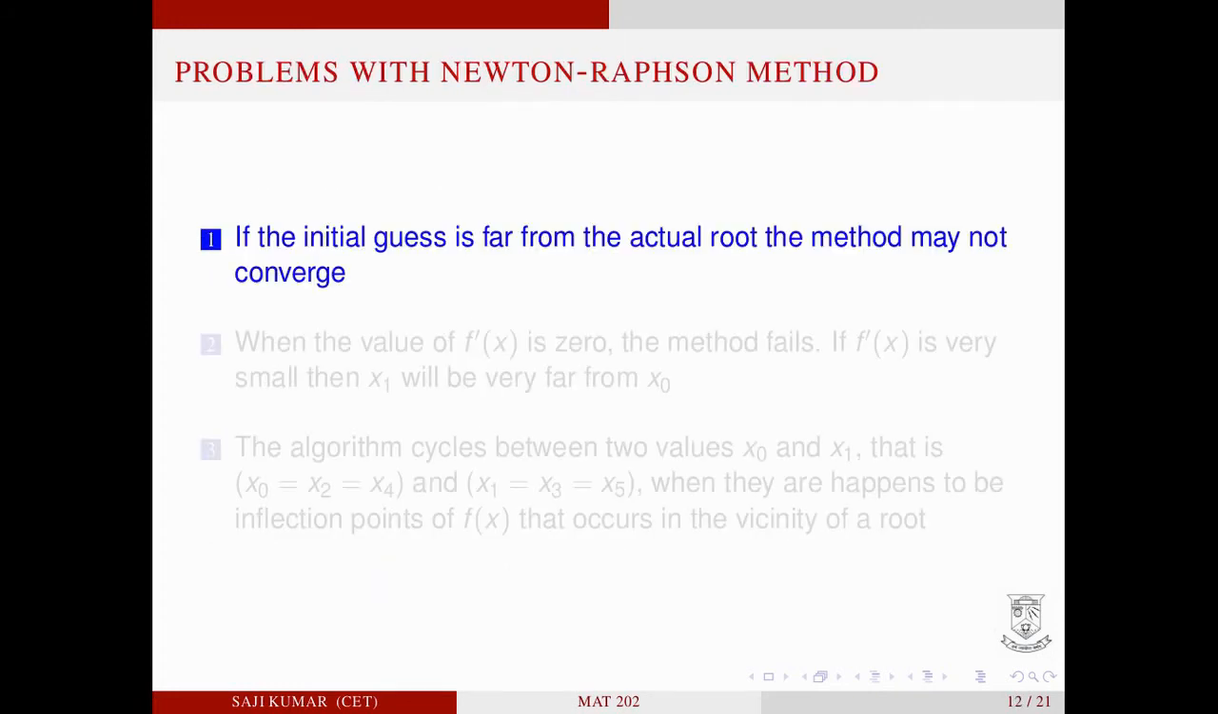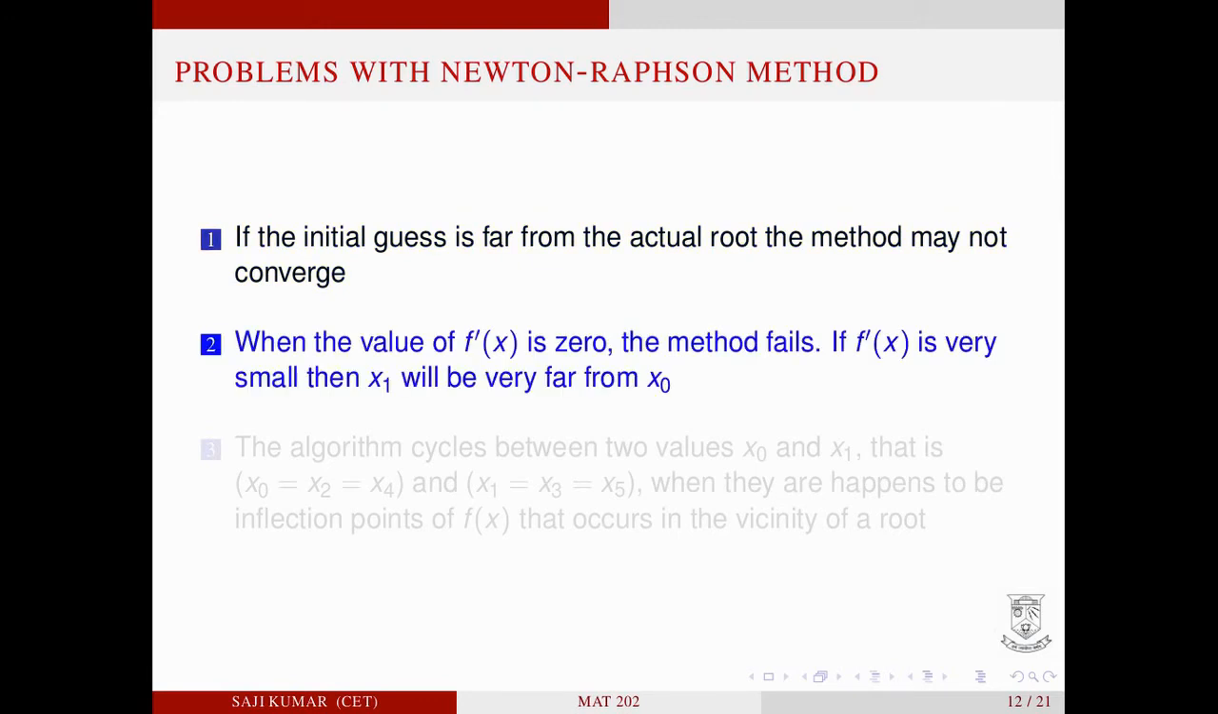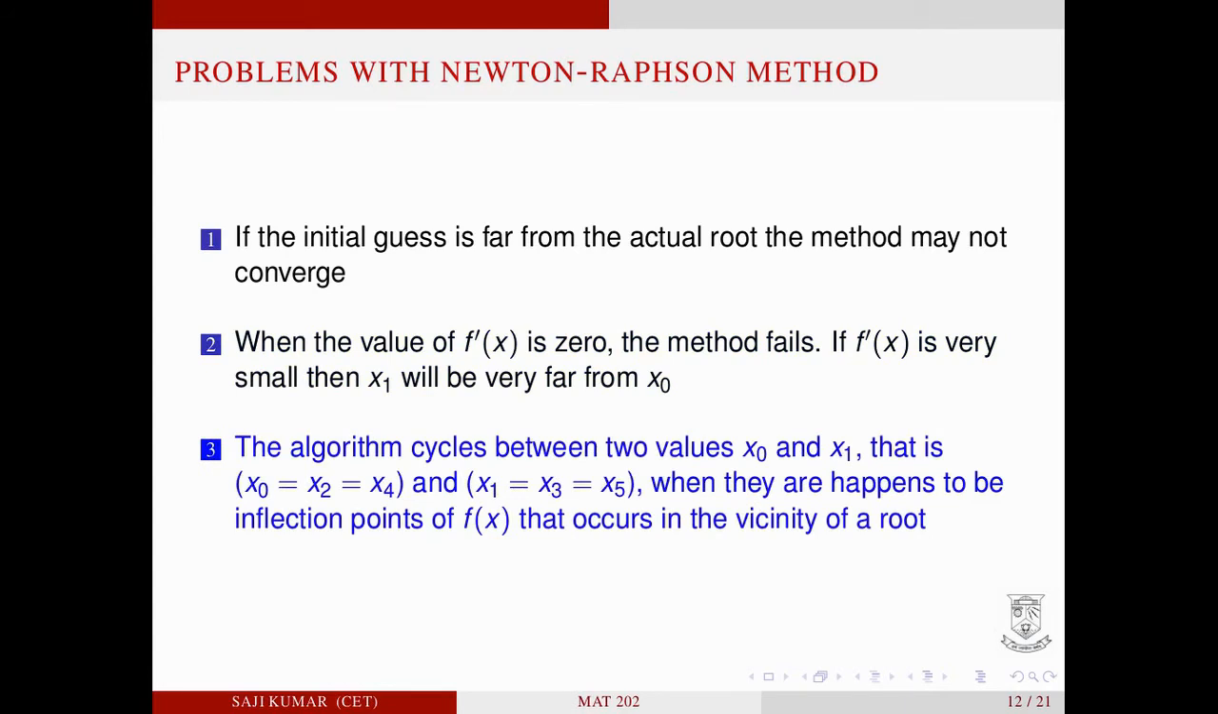Even though Newton-Raphson method is a powerful method for obtaining solutions of equations of the form f(x) equal to 0 whenever the function f(x) is continuous, it has some problems also. If the initial guess is far from the actual root, the method may not converge. When the value of f dash x is 0, the method fails. If f dash x is very small, then x1 will be very far from x0. The algorithm cycles between two values x0 and x1, that is x0 is equal to x2 equal to x4 and x1 is equal to x3 is equal to x5 and so on, when x0 and x1 happen to be inflection points of f(x) that occur in the vicinity of a root.